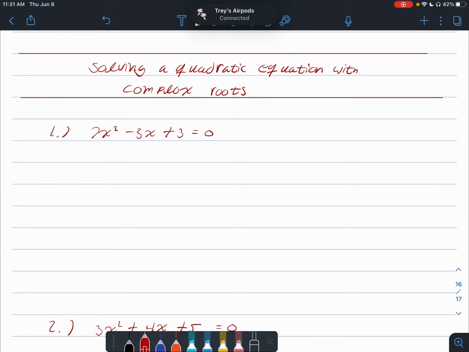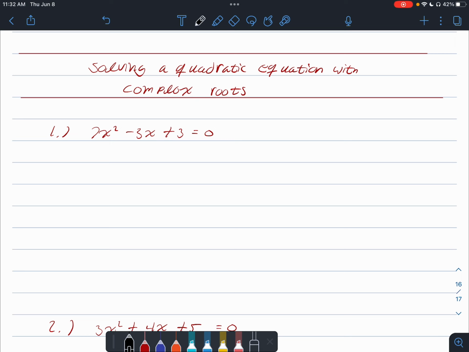Sometimes when using the quadratic formula on some quadratic equation, we will end up with situations where we will need to express our answer as a complex number. These couple of examples will show that. The process remains pretty much the same as before, except now we're going to have to deal with square roots of negative numbers.